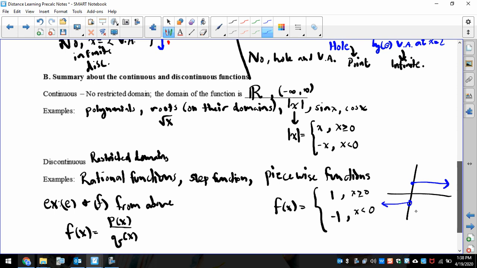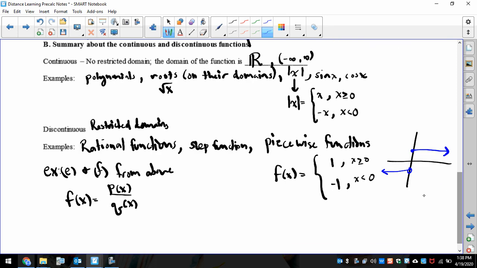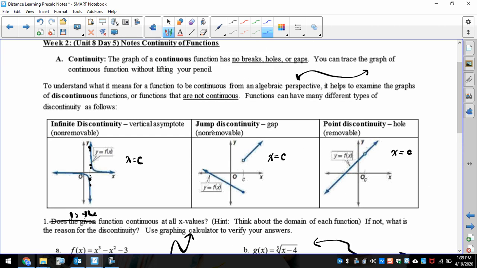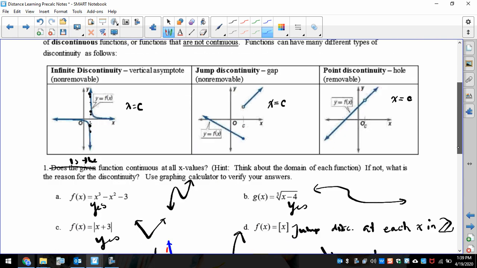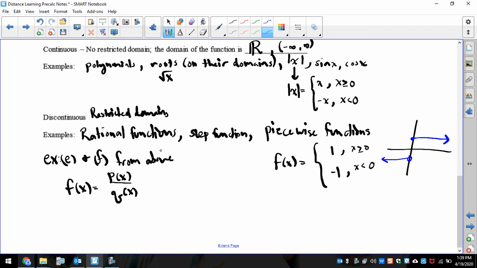So this is a common function, a unit step function, but this would be a jump discontinuity. So piecewise functions can often have discontinuities that look like this up here. You could have holes and infinite discontinuity. So rational functions may have a hole.